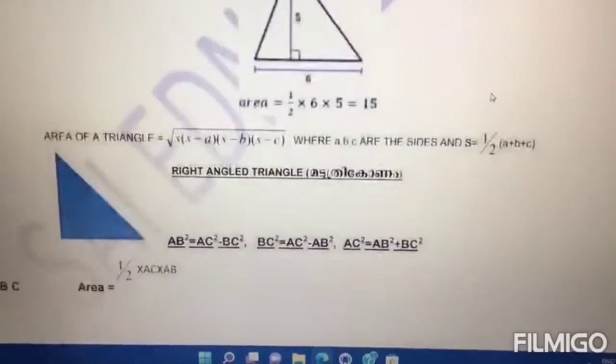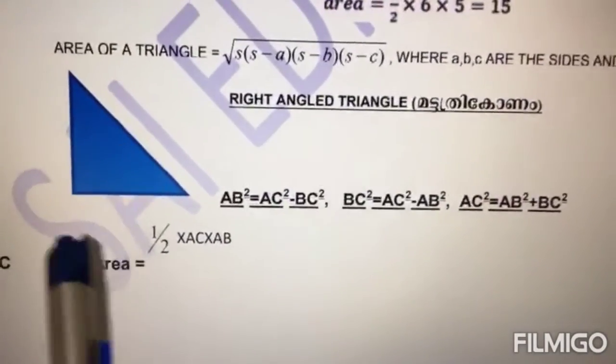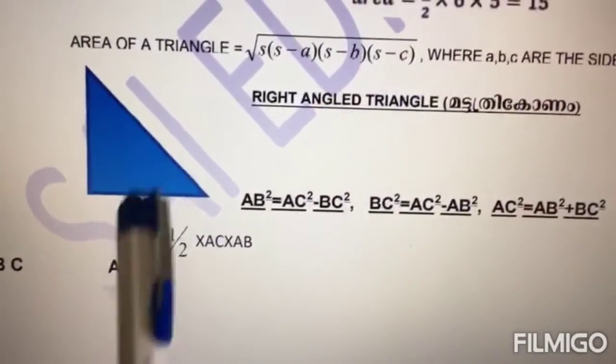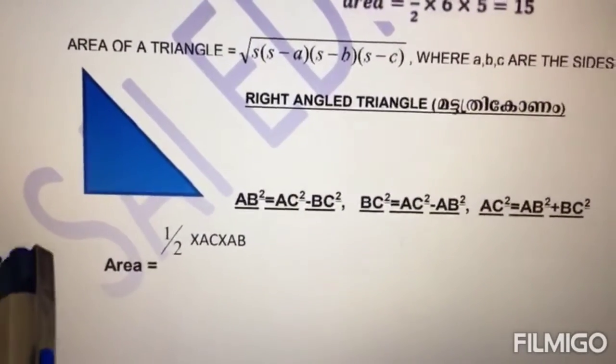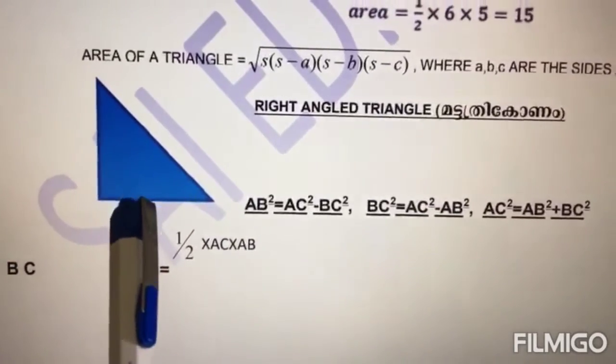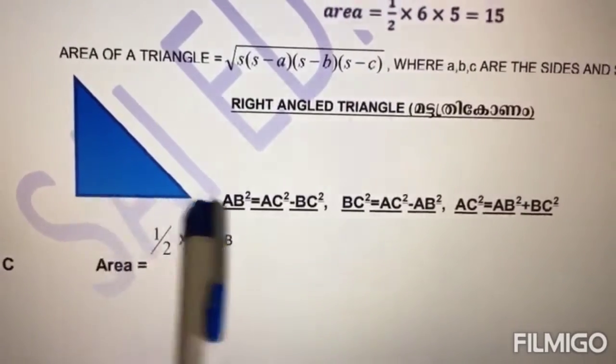Okay. Now we have seen a right angled triangle. What do you mean by a right angled triangle? A right angled triangle is a triangle where one of the angles is 90 degrees. Okay, so here it is 90 degrees. The area is the same, half into base into height.